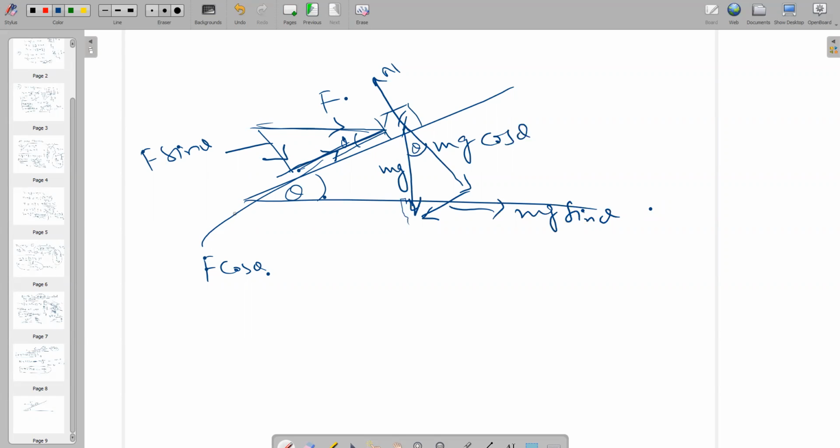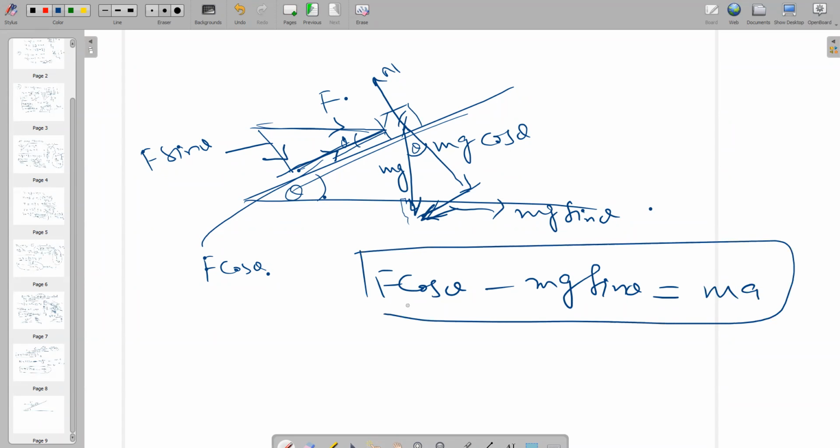Now you want to write the equations. First write the equations along this plane. Along this plane, we have F cos theta and mg sin theta. F cos theta is in this direction, so F cos theta minus mg sin theta is equal to the net force, ma. One equation is this one.